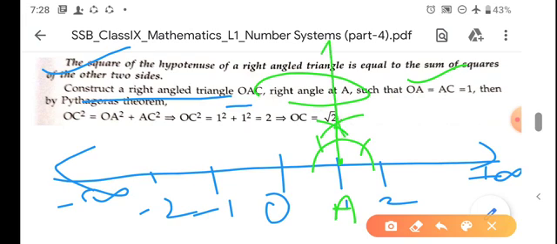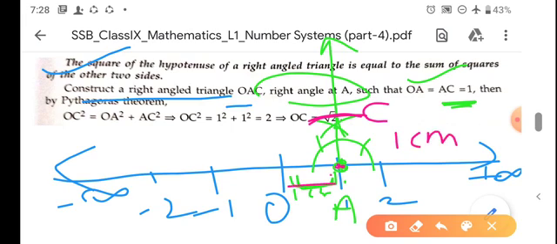Now AC will be cut at A at 1 centimeter. Put your compass at A and draw an arc, that is C, equal to 1 centimeter. This is 1 centimeter, and this is also 1 centimeter. So this is the hypotenuse, and this is root 2, because we have learned 1 square plus 1 square is 2.